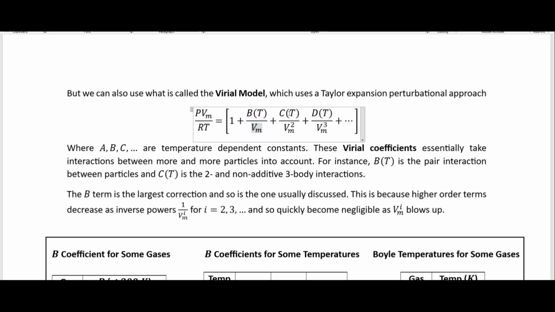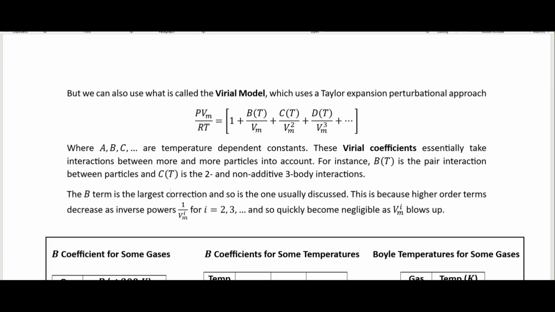So we have the B, the C, and the D, and so on, where these are the temperature-dependent constants. These so-called virial coefficients essentially take interactions between more and more particles into account. So for instance, the B term here is the pair interaction between particles, where the C term here is the 2 and non-additive 3 body interactions.